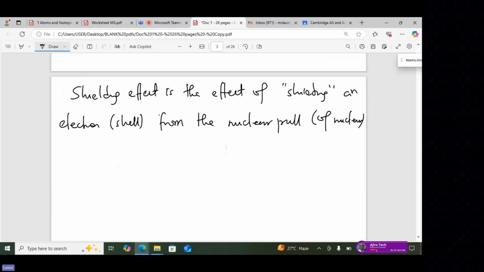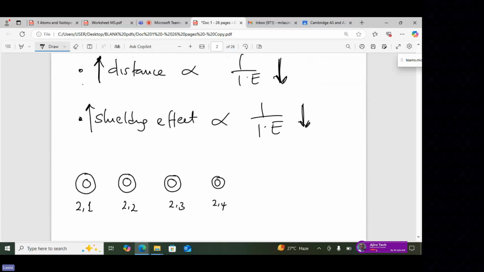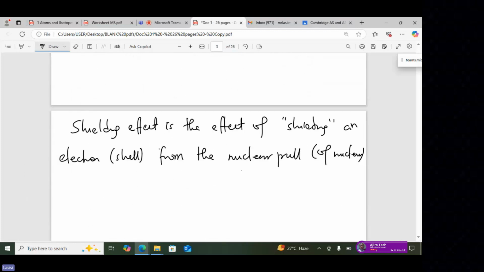Is that okay? So the more the shells, the greater the shielding effect. So shielding effect and number of shells mean the same thing. So why is shielding effect constant across the period? Because the number of shells is constant. Exactly. The greater the number of shells, the greater the shielding effect. Good. So now across the period, what can we say?